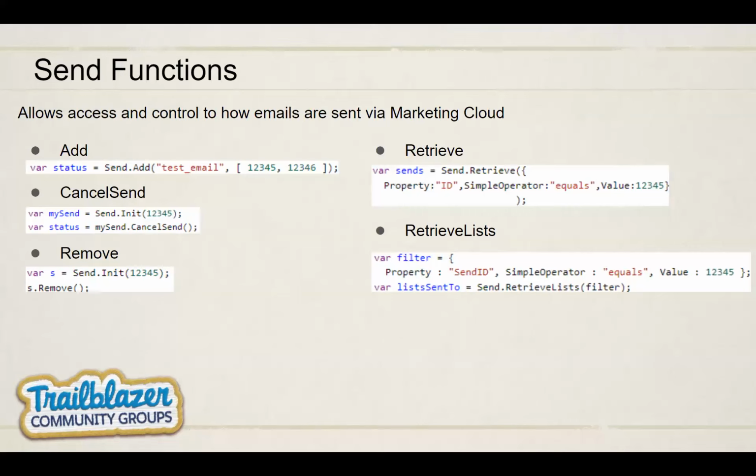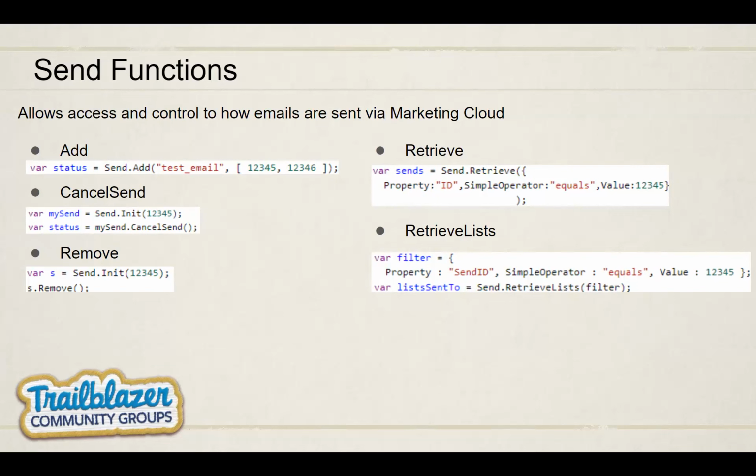So the send function allows you to access and control how emails are sent via Marketing Cloud. The add function adds a new send to your Marketing Cloud account, and then it returns the status of the send's creation. A cancel send function attempts to cancel a currently existing send. And then the remove function removes an initialized send. And then the retrieve function retrieves a send based on the specified criteria. And finally, the retrieve list function retrieves information regarding which list or lists were targeted by the send event.